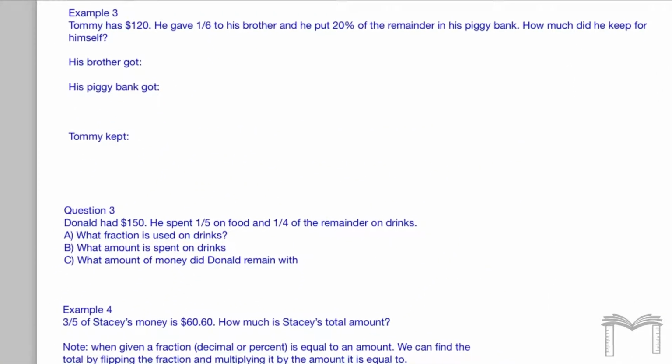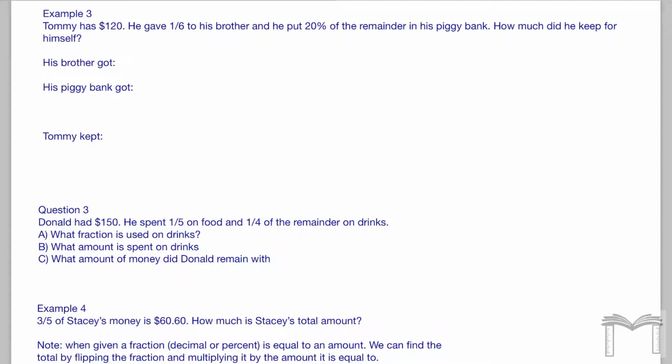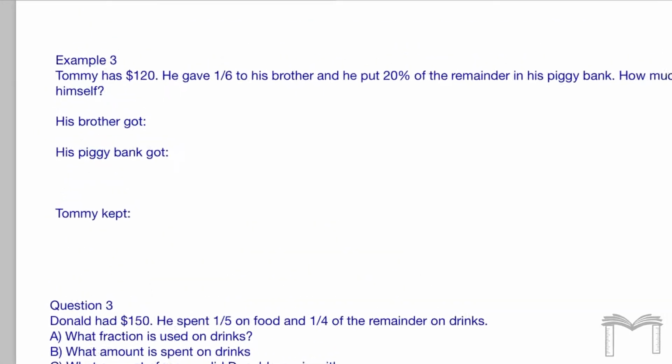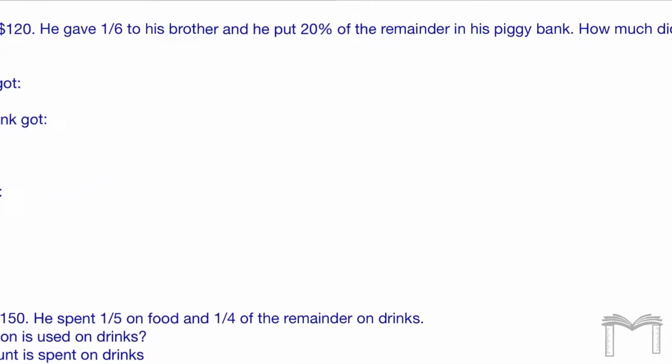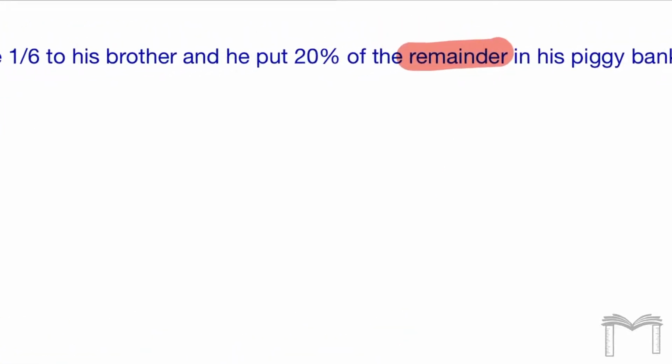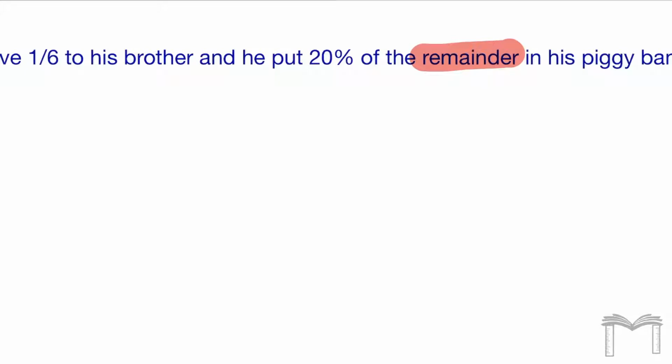Example 3. Tommy has $120. He gave 1/6 to his brother, and he put 20% of the remainder in his piggy bank. How much did he keep for himself? So we are seeing that he gave away 1/6 and he put 20% of the remainder. So firstly, we need to find the remainder. So that is an important word here. And when we find the remainder, then we can find 20% of it.